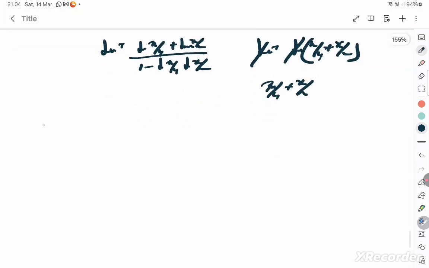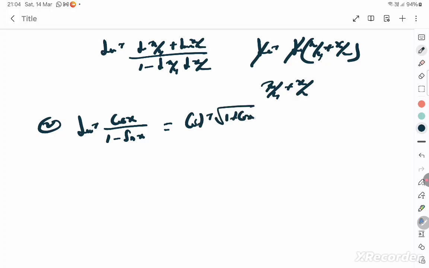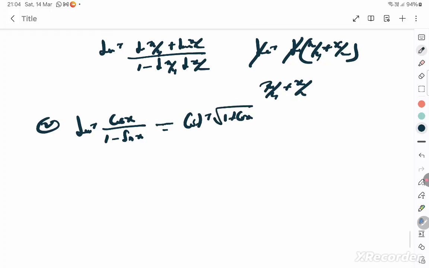Let's go to the next question, which is the second question: tan inverse of cos x by 1 minus sin x is equal to cot inverse of root of 1 plus cos x... No, there's a minus sign, sorry. Minus root of 1 minus cos x, a cot inverse of root of 1 plus cos x by 1 minus cos x. You have to prove that to be equal to pi by 4.